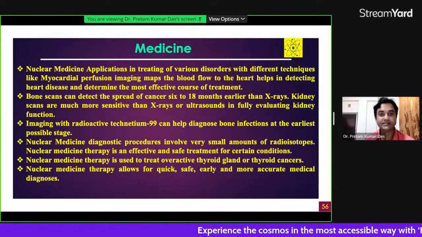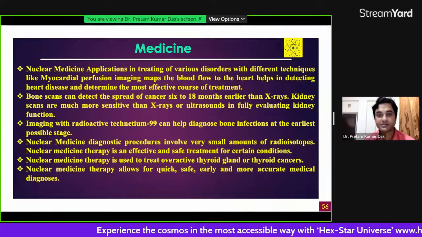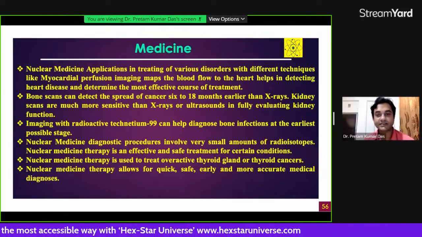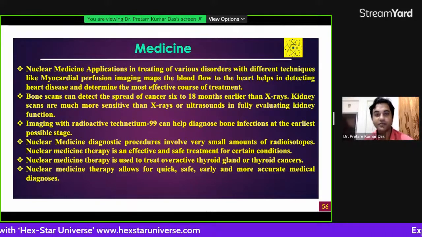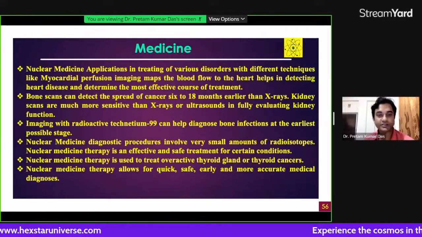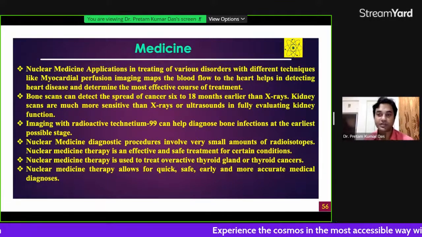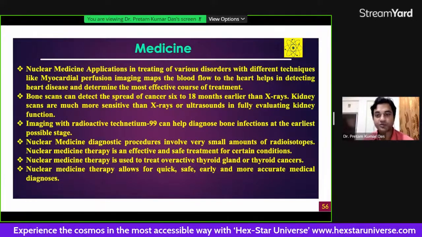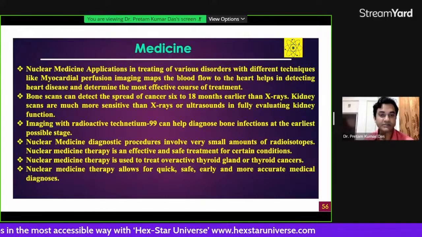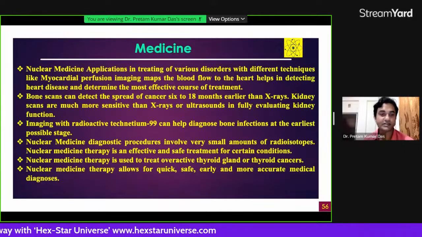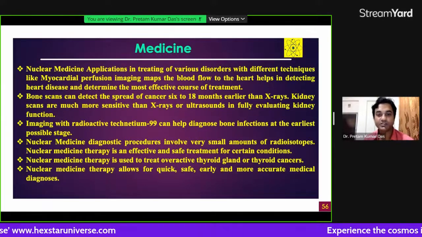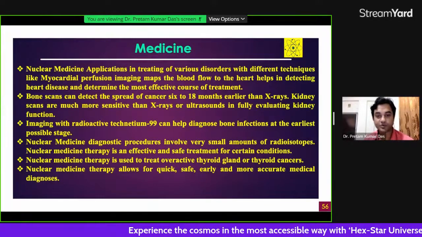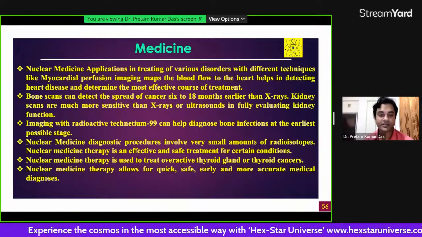Bone scans can detect the spread of cancer 6 to 18 months earlier than X-ray. Kidney scans are much more sensitive than X-ray or ultrasound in fully evaluating kidney function. Imaging with radioactive technetium can help diagnose bone infection at the earliest possible stage. Nuclear medicine diagnostic procedures involve very small amounts of radioisotopes. Nuclear medicine therapy is an effective and safe treatment for certain conditions, and is used to treat an overactive thyroid gland or thyroid cancer. Nuclear medicine allows for quick, safe, early, and more accurate medical diagnosis.